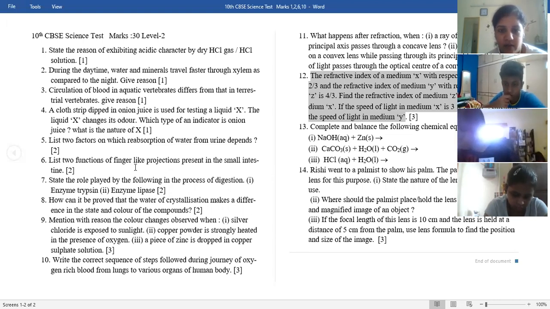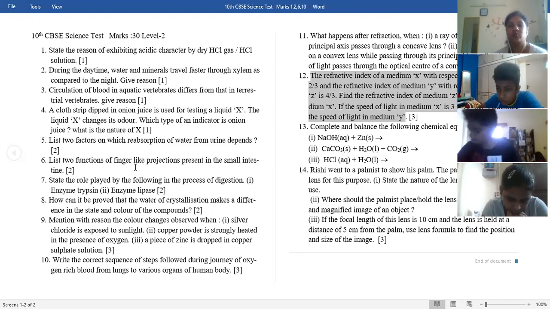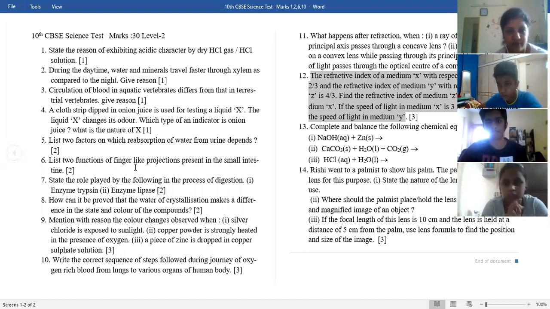Magnify the image of the palm, you can write. Where should the palmist place or hold the lens so as to have a real and magnified image of the object? He has to place the object between F and 2F. In between F and 2F, he has to hold the object to get the real and magnified image. When he is too close, it is a magnified image, but it is a virtual image. But he needs a real and magnified image.